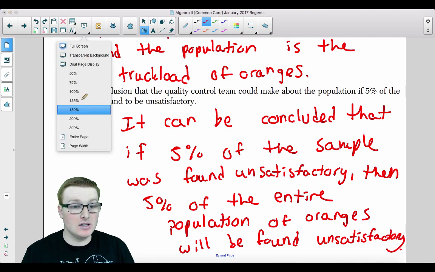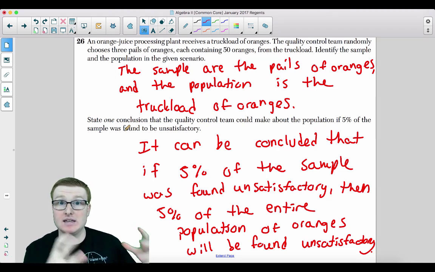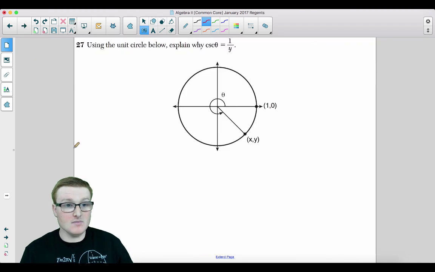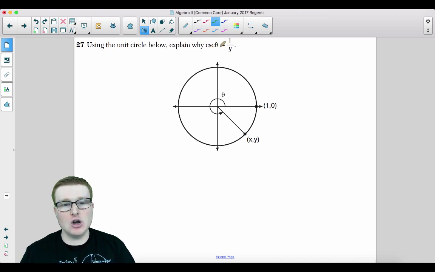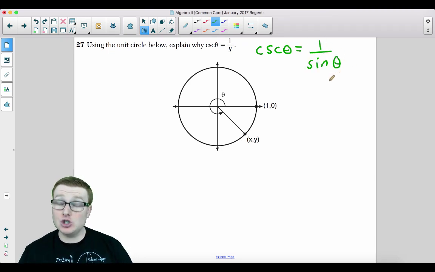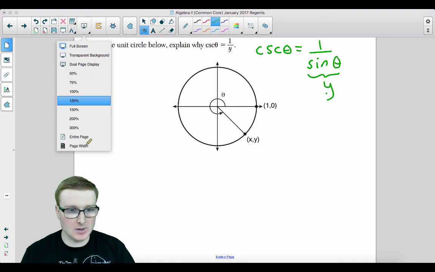Nice easy part 2. So you just have to know how sample size is related to the population. If you have a sample and 5% of it is this, then the whole population would be that effect as well. Number 27, using the unit circle below, explain why cosecant of theta equals 1 over y. You should know, ladies and gentlemen, that cosecant of theta is the same thing as saying 1 over the sine of theta. And you should know from your unit circle that sine of theta is another way to write y, okay? So here we go.